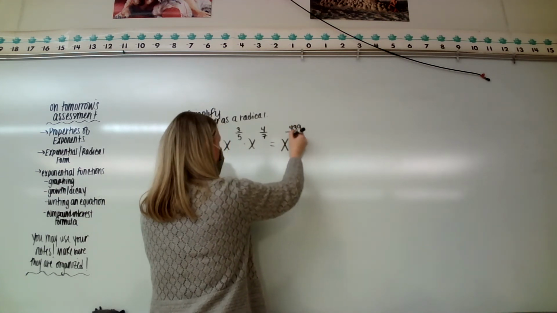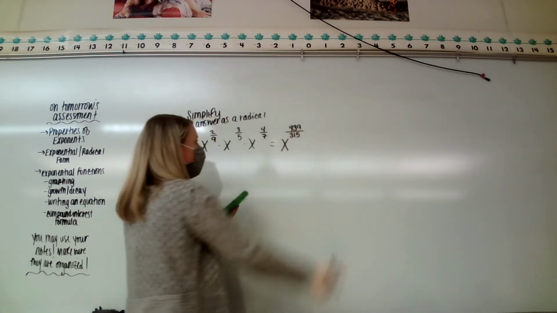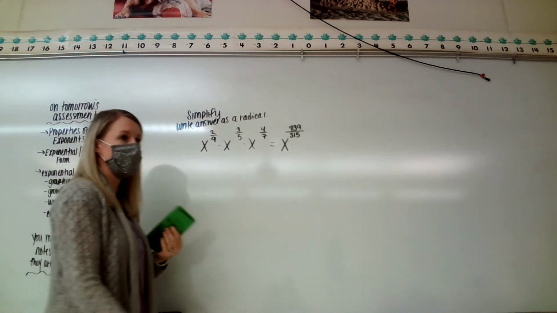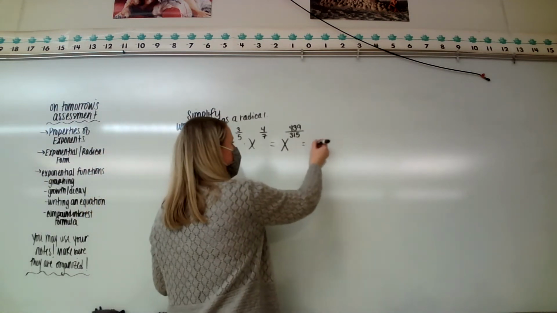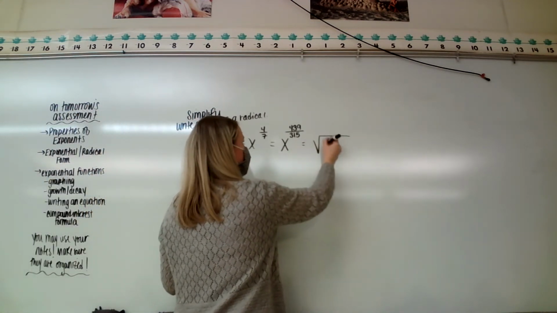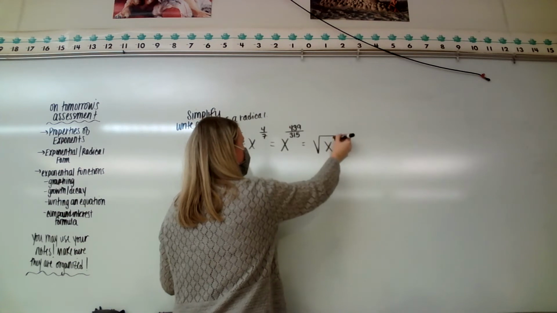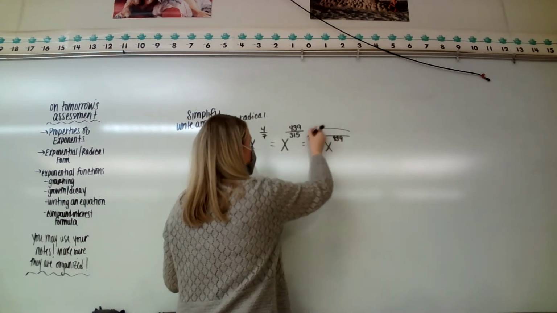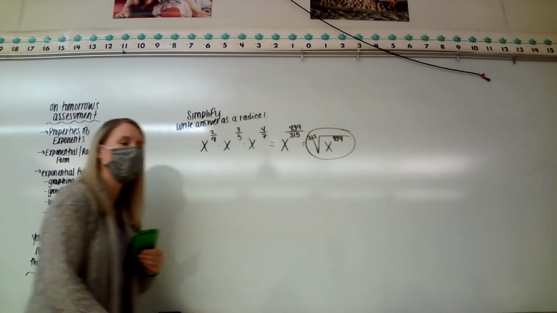439 over 315. But they did ask us to write it as a radical, so I just need to know where things go at this point. Under my radical, we would have x to the 439, and then outside of my root, I would have 315. So that's the answer I would be looking for.